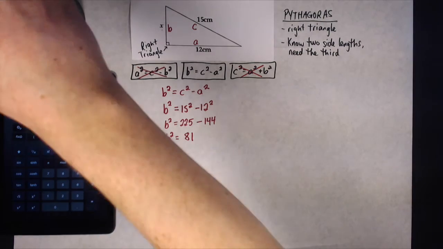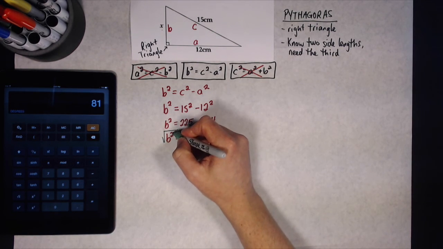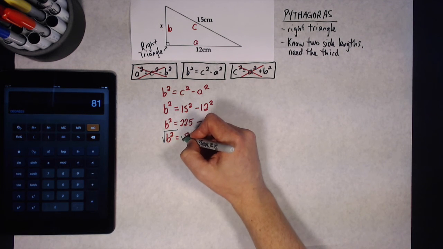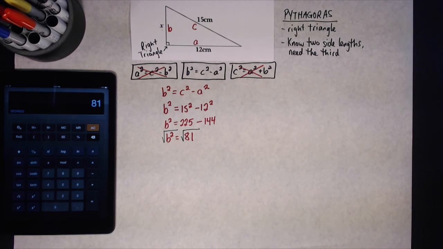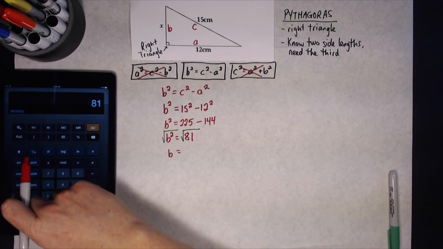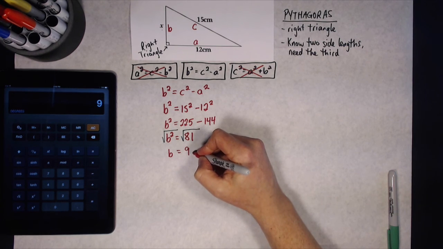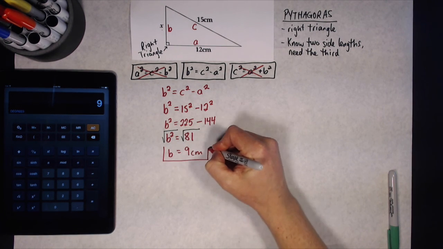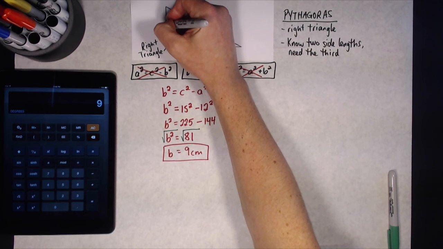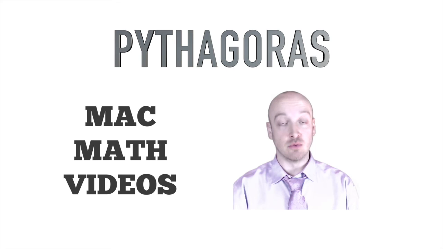So to get rid of that squared, I need to take the square root. Taking the square root on this side gets rid of the squared here, but if I do it on one side, I have to do it on the other. So I'm going to need to take the square root of 81 to get a value for B. And the square root of 81, if I hit the square root button, I get 9. My measurements were in centimeters. So side B measures 9 centimeters.